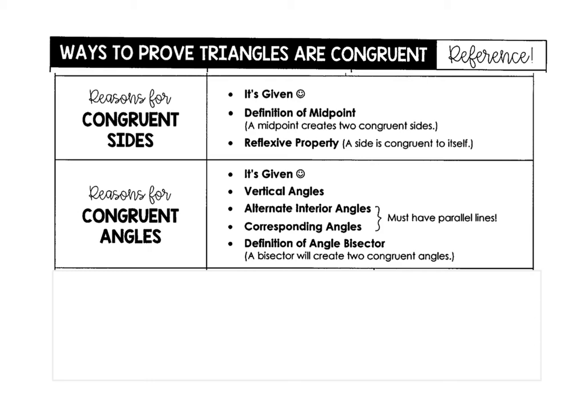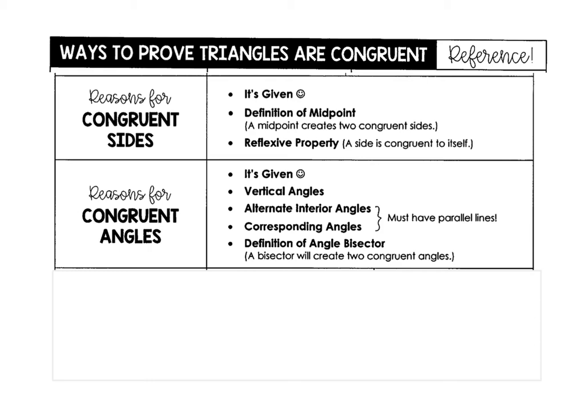Alternate interior and corresponding angles. In order to use those, you must have parallel lines. So here's the deal. If they have a proof and in the given they tell you you have parallel lines, more likely than not, you're going to use those relationships. You're going to use alternate interior angles. You're going to use corresponding angles. So if they have told you you have parallel lines, they are telling you that for a reason. They are telling you that so that you can say, hey, these are alternate interior angles. Therefore, these are congruent. All right?